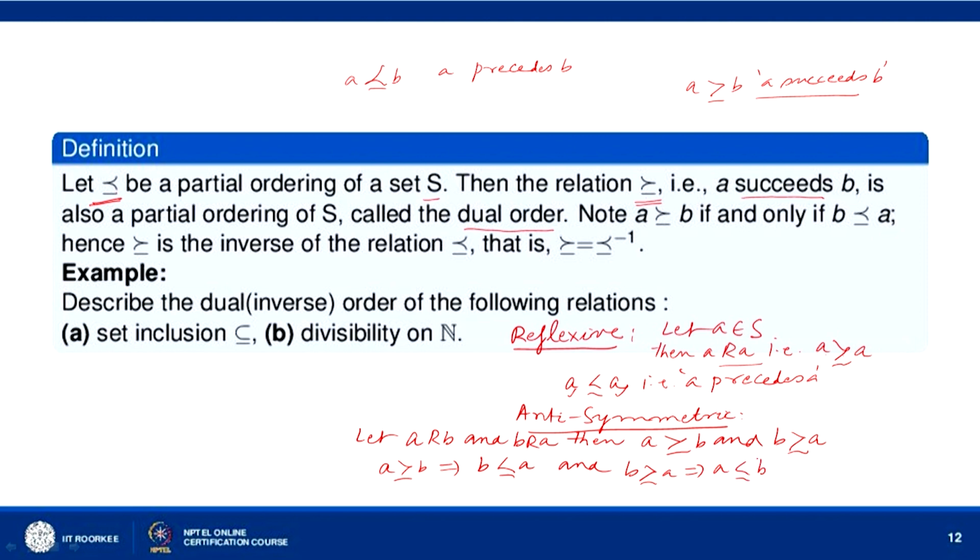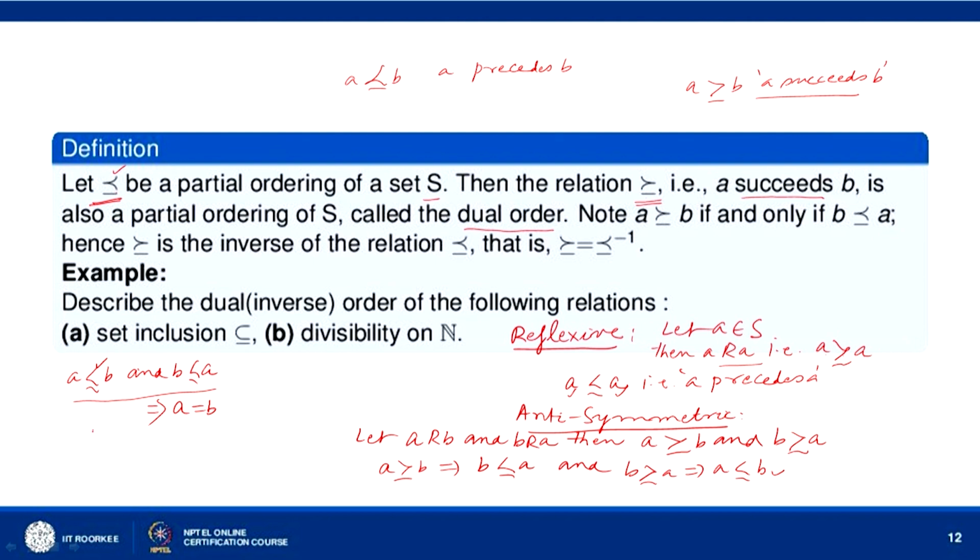So, what we have is A precedes B and B precedes A. Now, this is a partial ordering on the set. So, with respect to this partial ordering, we have the antisymmetric property, and that implies that A is equal to B. Because this is nothing but the antisymmetric case for this partial ordering.